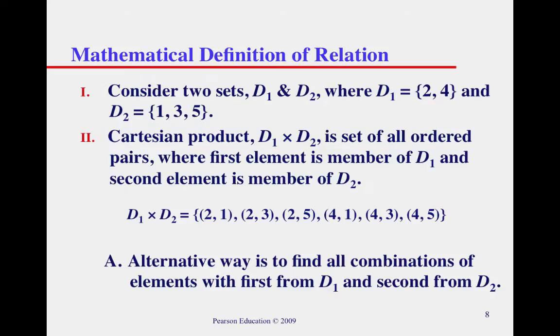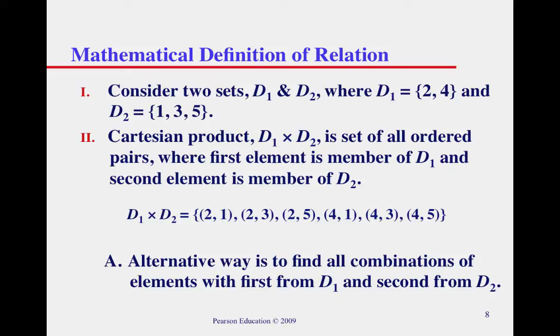Okay, now we descend into some of the mathematics, which is why 311 is a prerequisite for this course. There is a mathematical definition for a relation, and everything goes from that definition. The idea is that you have different domains. In this case, D1 and D2 are two domains. D1 is restricted to two values, 2 and 4, and D2 is restricted to three values, 1, 3, and 5.